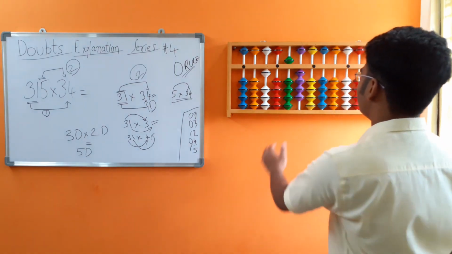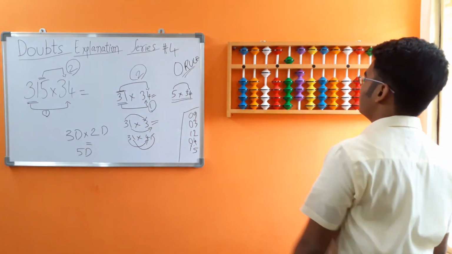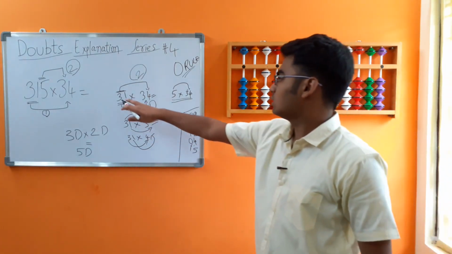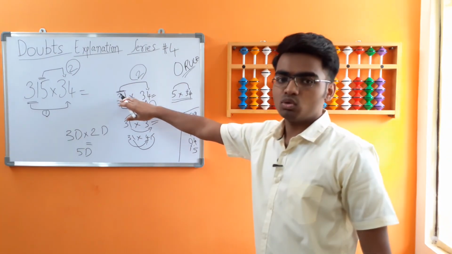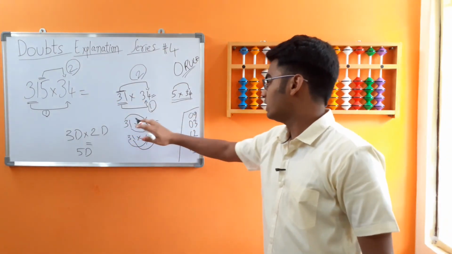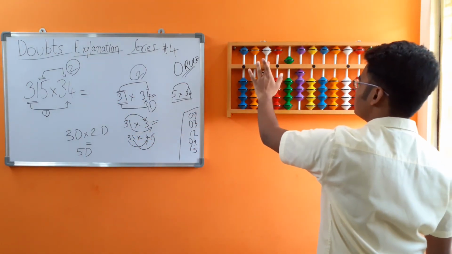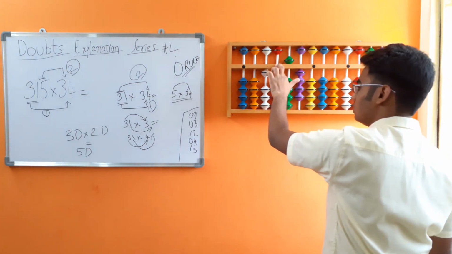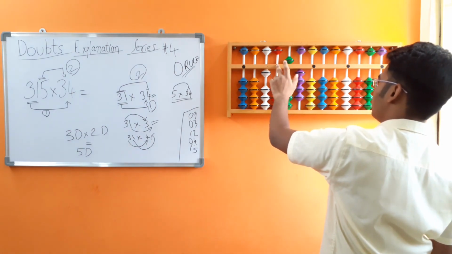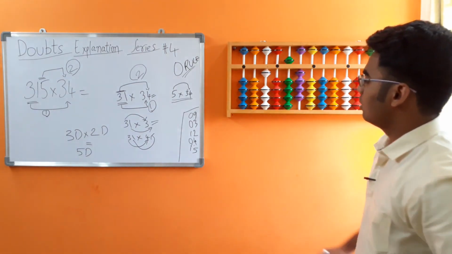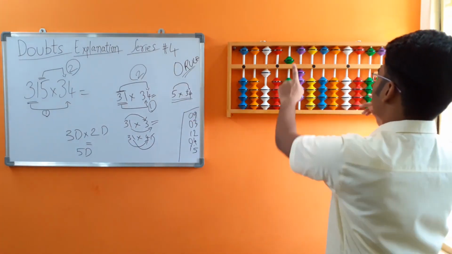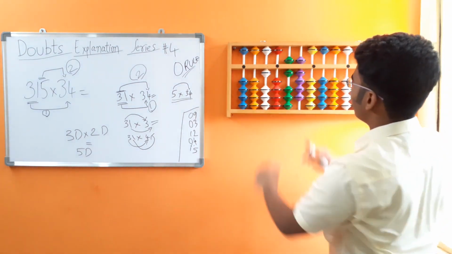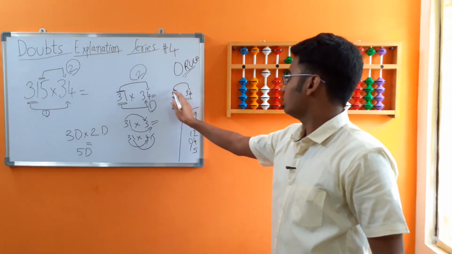5 into 34 should be started placing from the 100th rod because this part was broken into two parts. 31 into 3 started from the 10,000th rod. 31 into 4 started from the 1000th rod. So 5 into 34 will start from the 100th rod. 5 into 3 is 15. From the 100th rod add 15. I have added 15. 5 into 4.